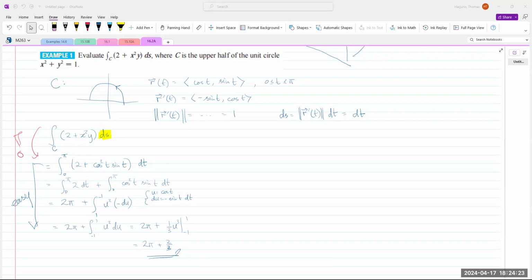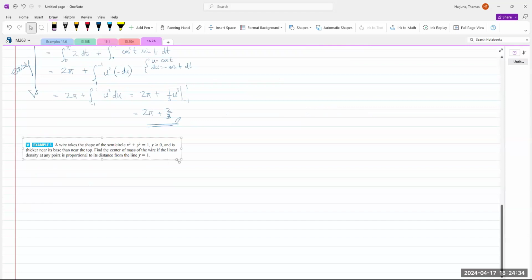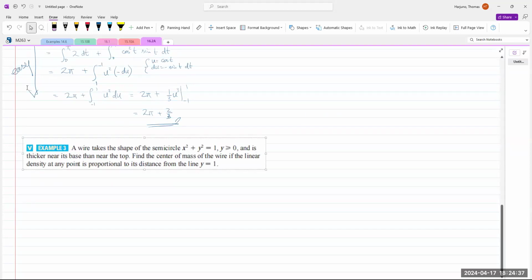Maybe I go on with example 3 because I saw it's related. In example 3, similar: a wire takes the shape of a semicircle with radius 1, the upper half, and it's thicker near its base than near the top. So it's basically saying you have a wire with this shape, but it's thicker near its base than near the top.